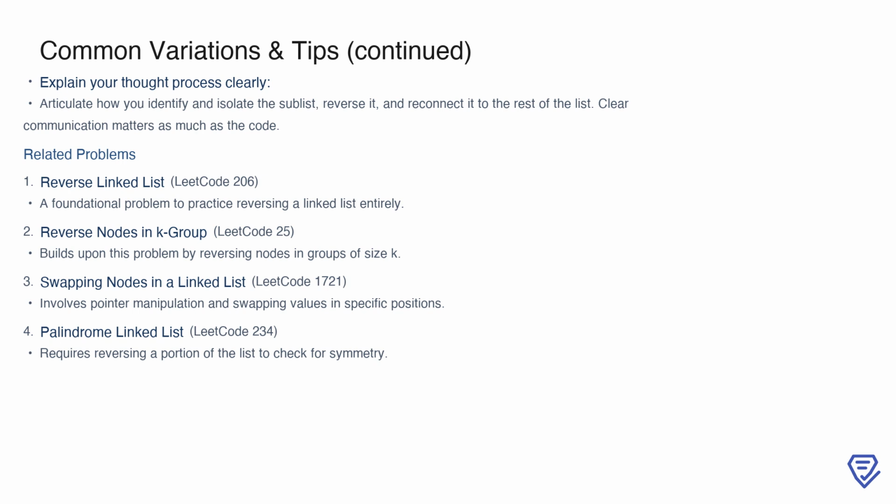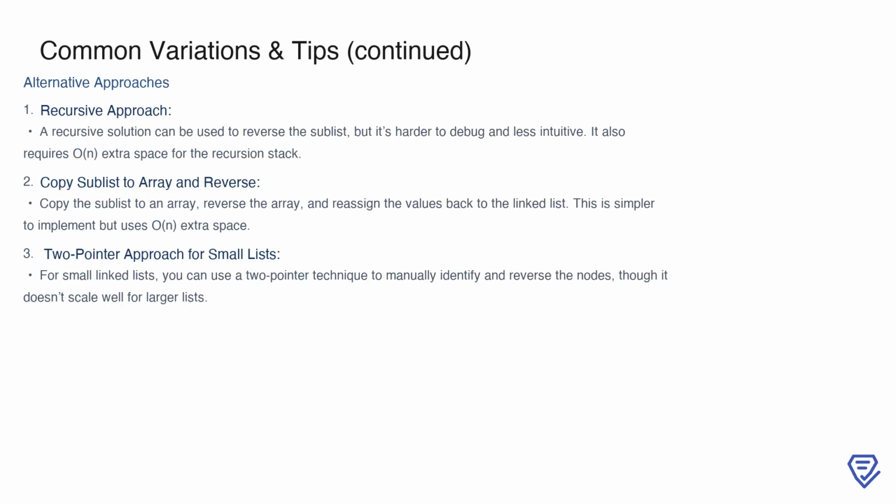If you're looking to build a stronger foundation, related problems can help reinforce your understanding. For instance, LeetCode 206, Reverse Linked List, is a great starting point for practicing full list reversal. LeetCode 25, Reverse Nodes in K-Group, extends this concept by focusing on reversing nodes in fixed-sized groups. Another interesting problem is LeetCode 1721, Swapping Nodes in a Linked List, which involves pointer manipulation to swap specific positions. Finally, LeetCode 234, Palindrome Linked List, requires reversing part of the list to check for symmetry, providing another opportunity to practice these techniques.